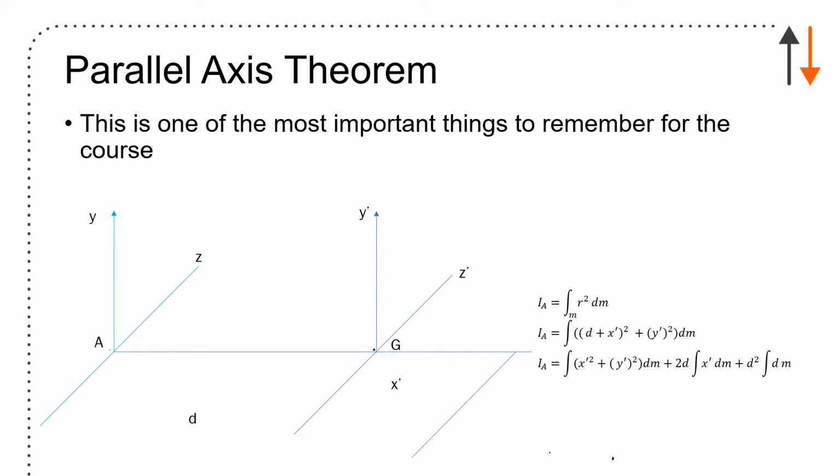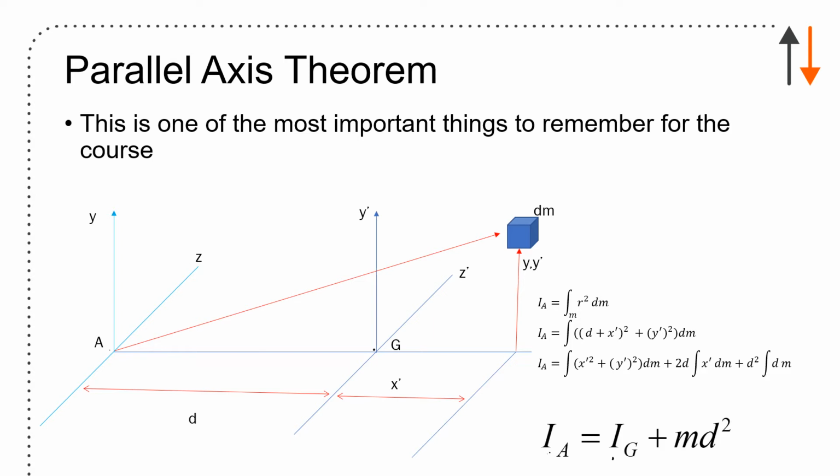Again, I about point A is equal to the integral of r squared dm, so that would depend on distance. And I can rewrite that as d plus x prime, and y prime, squared, the distance up. Now, y and y prime are the same. d and x prime are dependent on distance from G, and I get IA equals the integral of x prime squared plus y prime squared dm, plus 2d times the integral of x prime dm, plus d squared times the integral of dm. d squared is this constant distance between the center of mass and point A. IA equals Ig plus md squared.